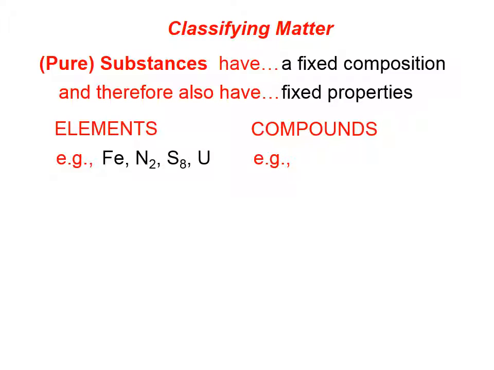We remember that elements are samples of matter that contain only a single type of atom, such as I've shown here, iron or nitrogen. You'll remember that nitrogen is a diatomic element. Sulfur is one of the polyatomic elements that go around in clumps of 8. Uranium is another example of an element.